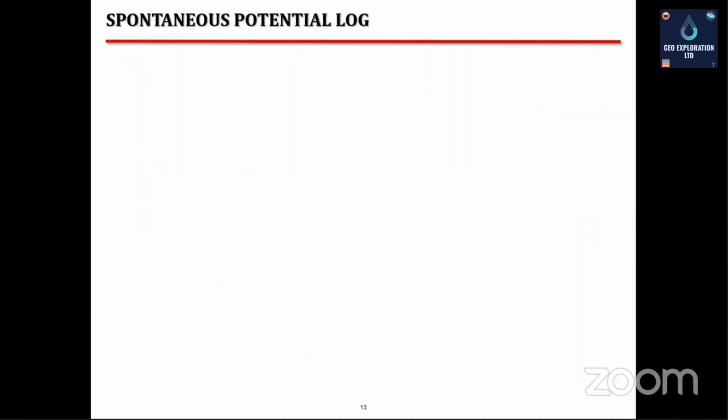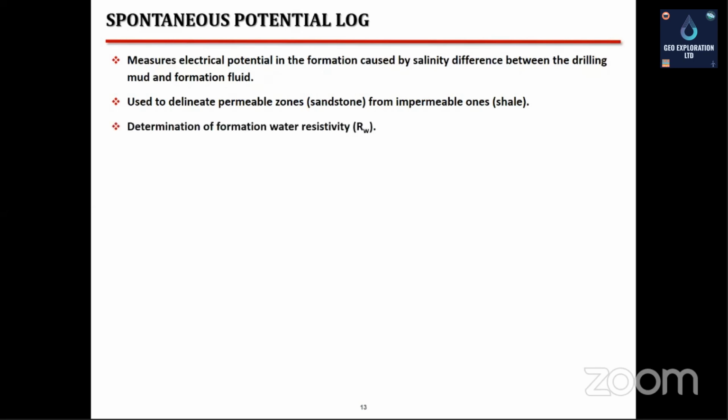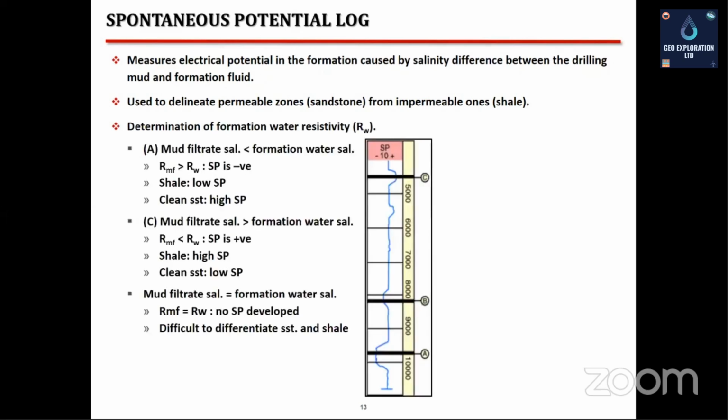The next is spontaneous potential log. It measures the electrical potential in the formation caused by salinity difference between the drilling mud and formation fluid. It is used to delineate permeable zones, that is sandstone, from impermeable ones, that is shale. It is used in the determination of formation water resistivity.